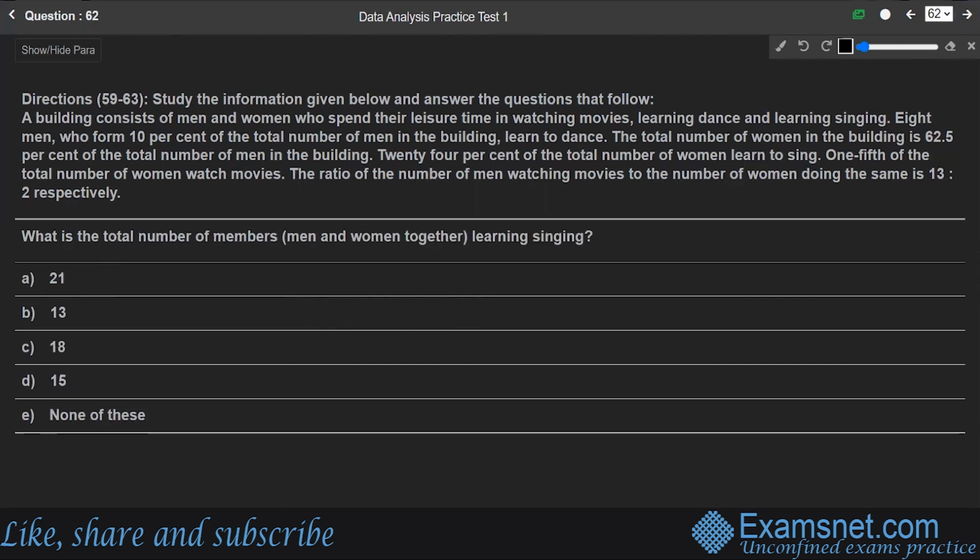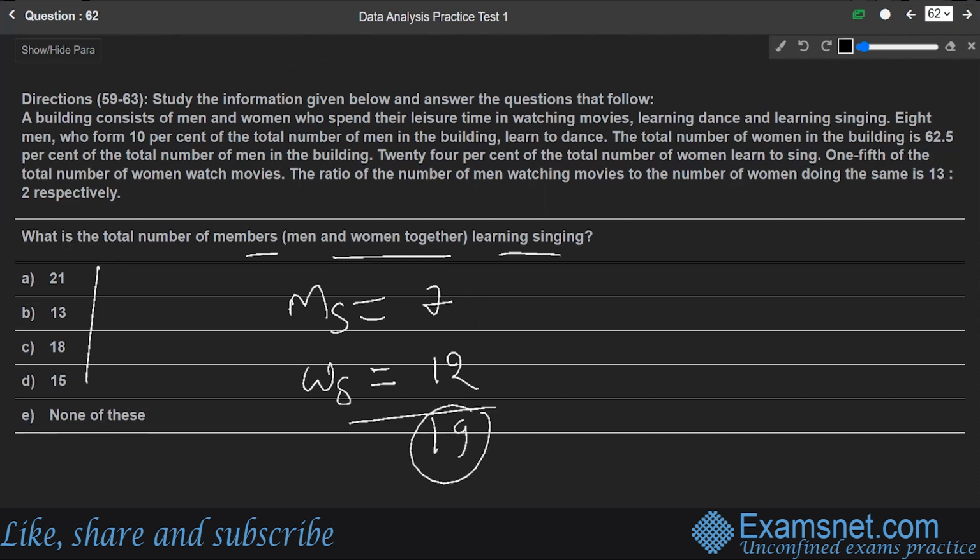Okay. Now he's asking what is the total number of members, men and women together, learning singing. If we refer to the chart, we can find the men singing and the women singing numbers. The men singing number was 7. The women singing number was 12. So the total number of people doing this is obviously 12 plus 7, that is 19, which is not available in any of the options. So none of these is the right answer.